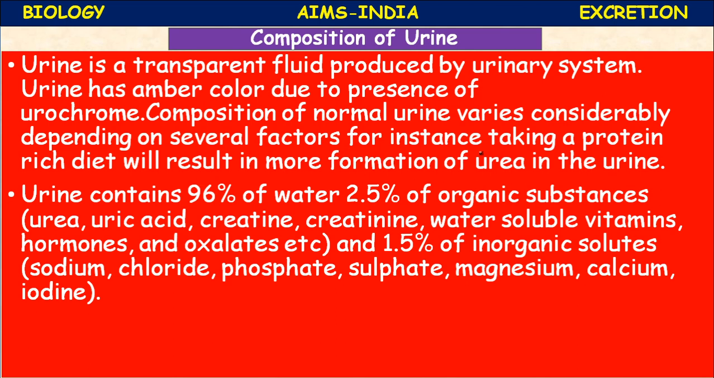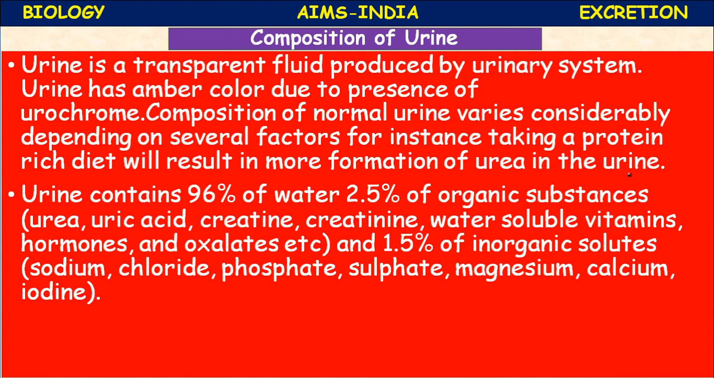For example, taking a protein rich diet will result in more formation of urea in the urine. Because proteins are made up of amino acids, these amino acids are converted to urea. Because ammonia is more toxic, it is converted to urea in the liver. So then it comes to the kidneys for filtration. So if you consume more proteinaceous food, the urine contains more urea.